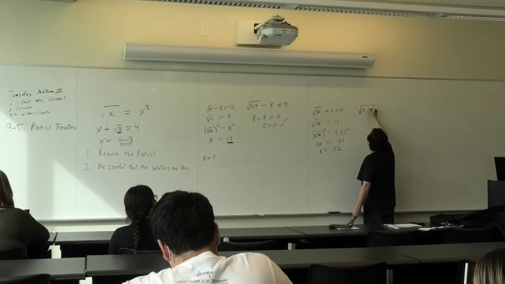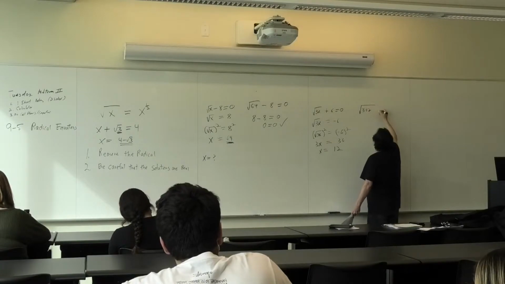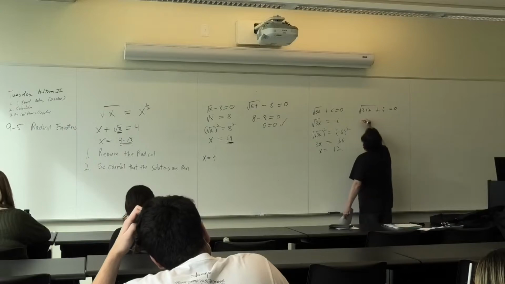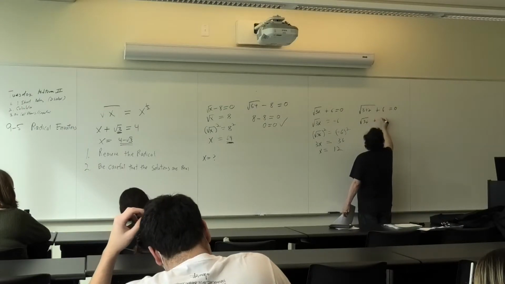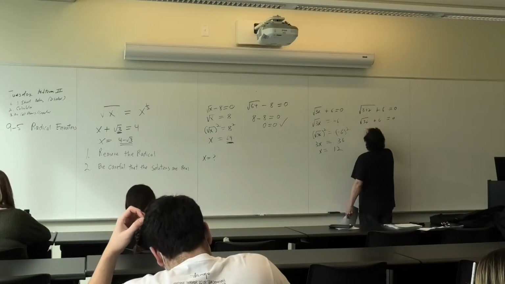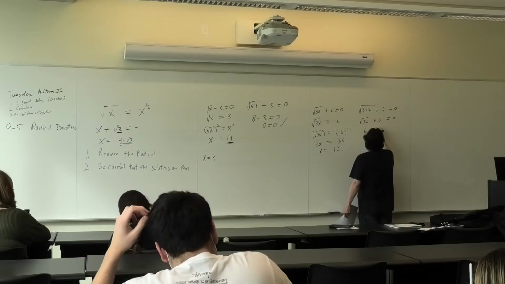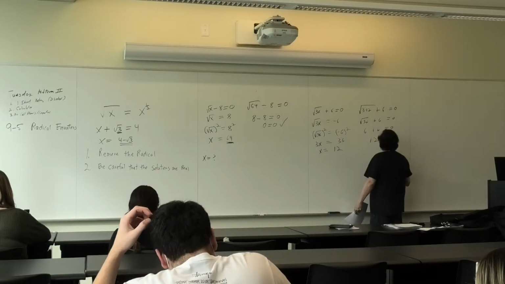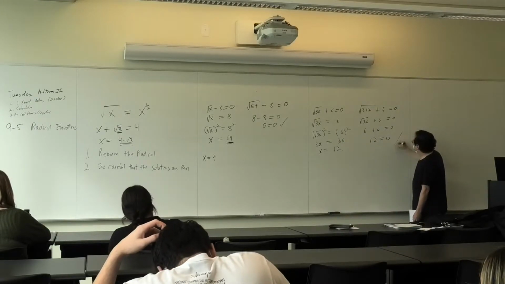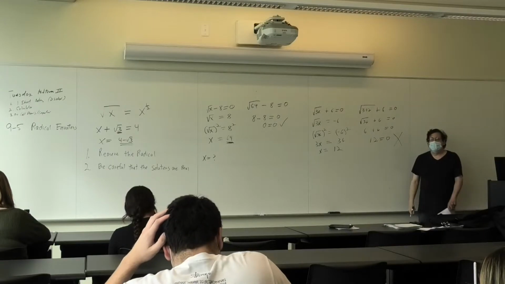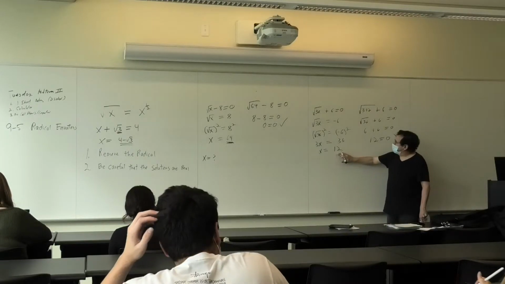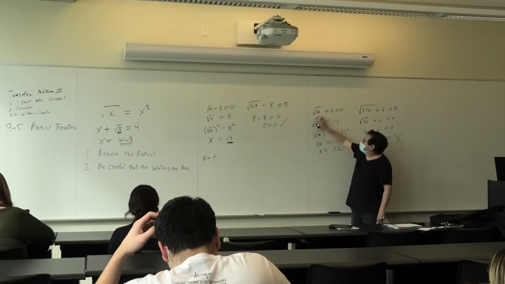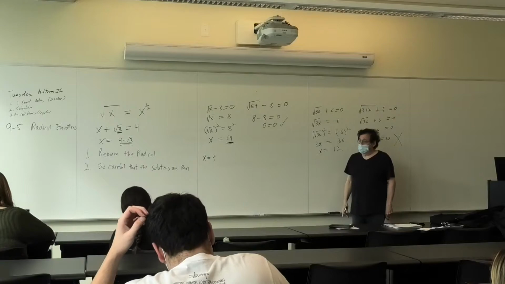The square root of 3 times 12 plus 6 equals 0. This is the square root of 36 plus 6 equals 0. The square root of 36 is 6, plus 6 equals 0. You can see this clearly, it's a false statement. So 12 is not a solution. And in fact, there are no solutions.